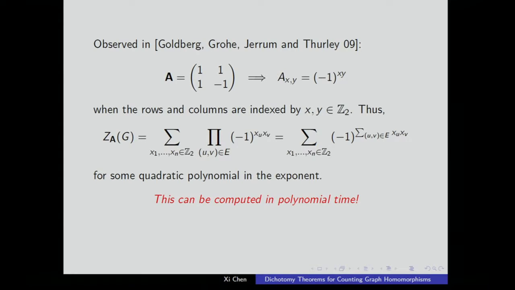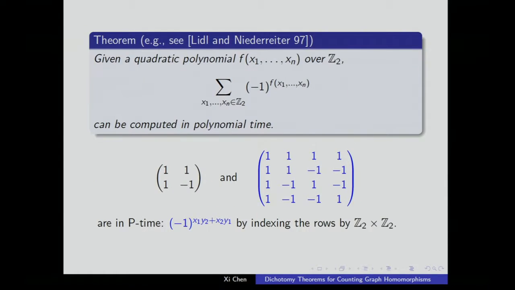And using this observation, we can plug it into the partition function, and we get this expression, where we have a sum over a bunch of variables over Z2. And each term is a power of minus 1, so it's either 1 or minus 1. And in the exponent, we have a quadratic polynomial of x1 through xn. And it turns out that such sums are easy to compute. They can be computed in polynomial time, and I think this is known.